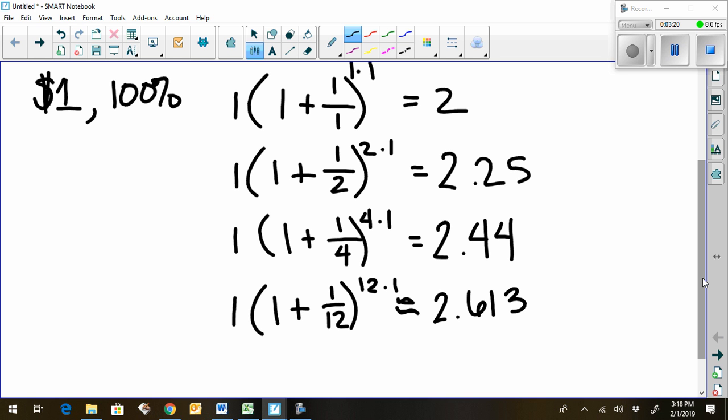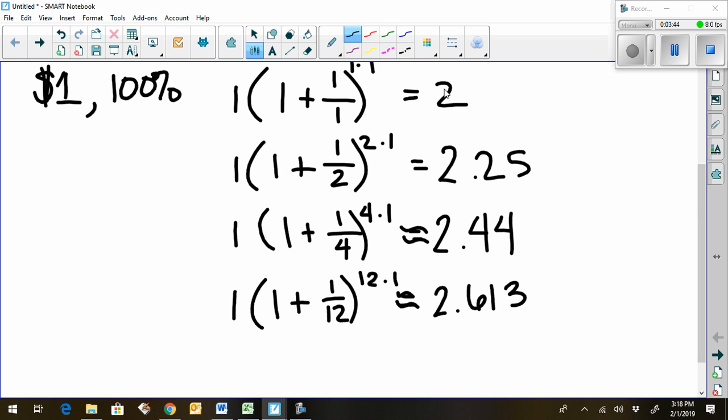Now, this is approximately also from before. Now, if we think about this, if I'm compounding this $1 at 100% more and more and more often throughout the year, I could compound it even daily, right? Now, notice my numbers here. I've got 2, I've got 2.25, I've got 2.44, 2.61. So each of these has jumped up by about 20 cents almost.